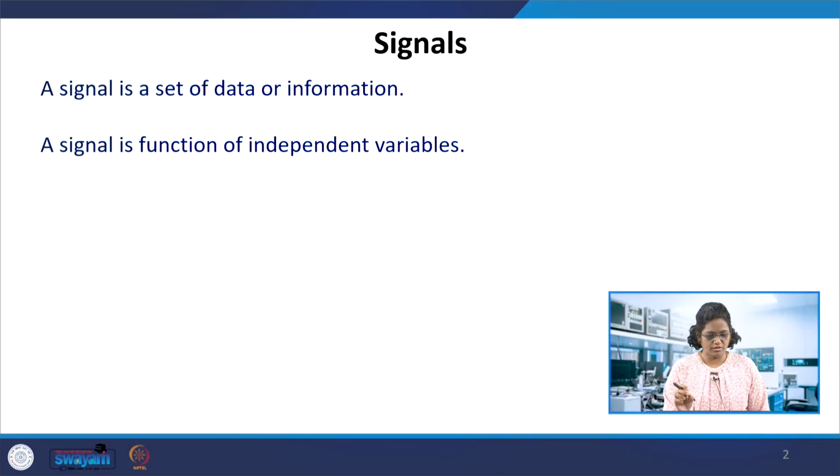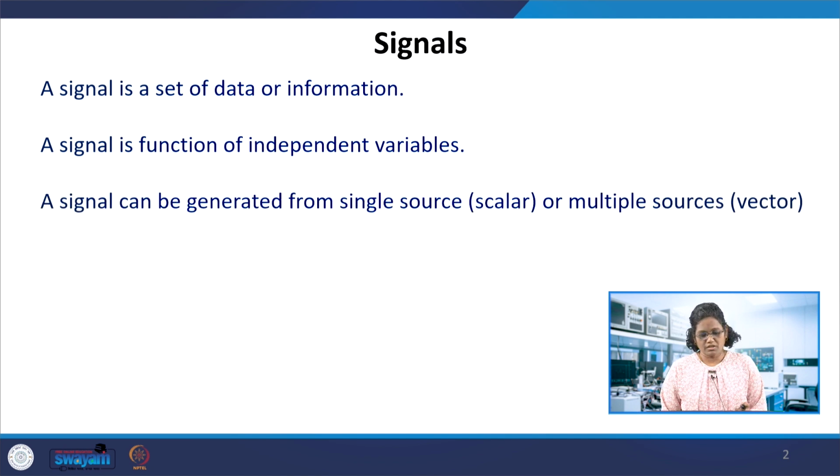So a signal is a set of data or information which is collected from a single source or multiple sources. A signal could be a function of independent variables, and it can be one independent variable or two independent variables. The signals are defined accordingly. The signal can be generated from a single source, then it is called a scalar, or from multiple sources, it can be a vector.